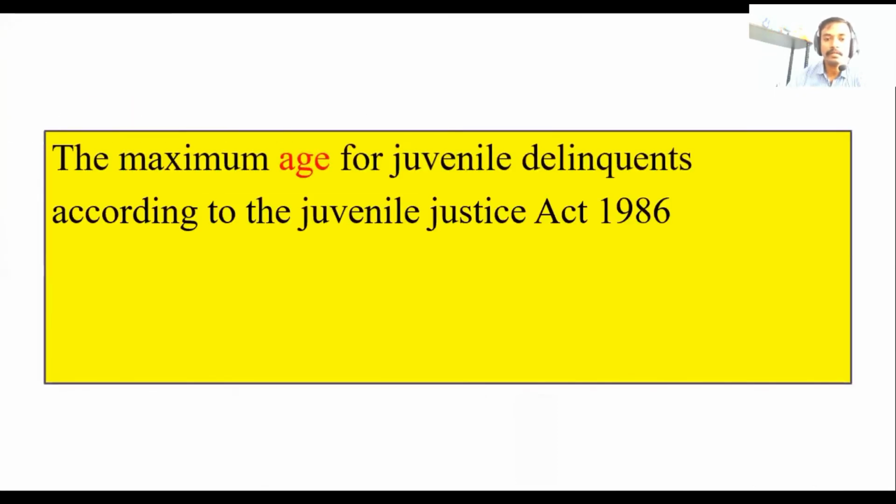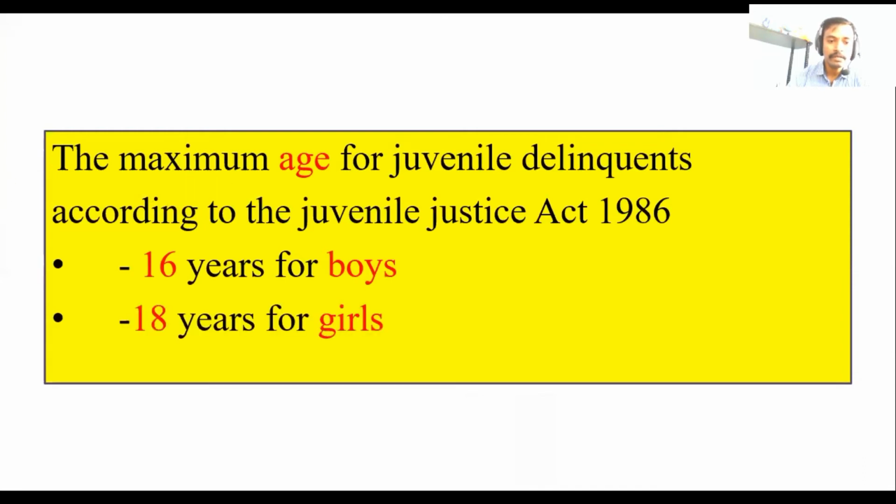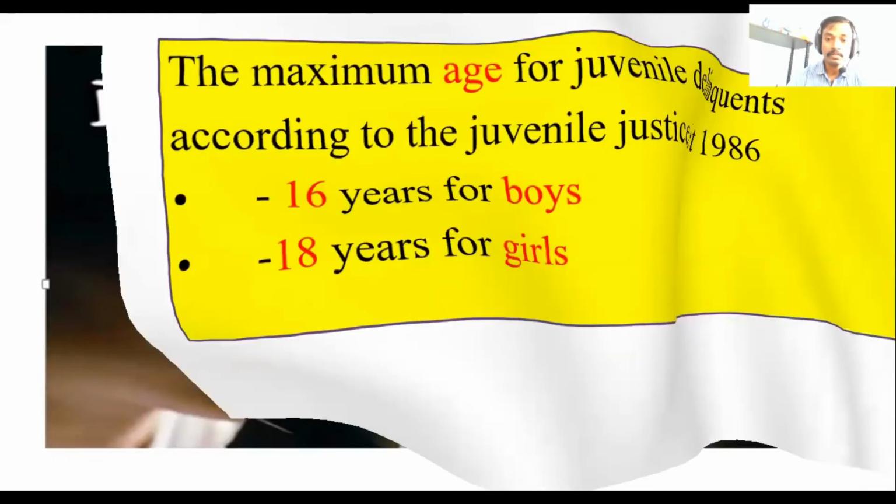The age is, according to the Juvenile Justice Act 1986, 16 years for boys, 18 years for girls. So if boys below 16 years or girls below 18 years commit any crime, it is not treated as an actual adult crime. So for these boys and girls, there is no punishment, only treatment. Criminal behavior is one of the mental illnesses due to various mental factors. So various treatment facilities are available by means of various institutions.